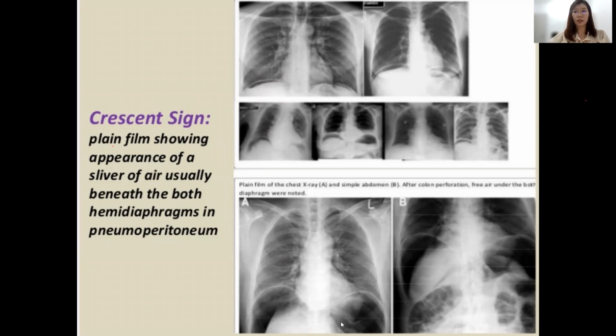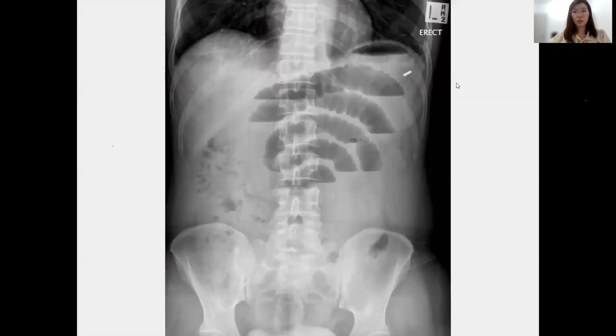So these are just examples. Okay, so somebody please answer this X-ray. Okay, anyone? Easy one.